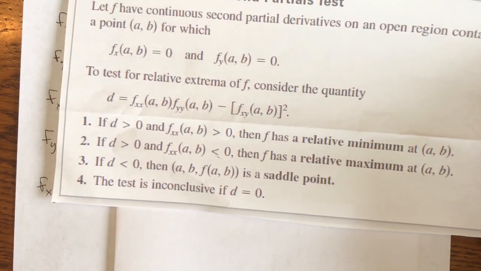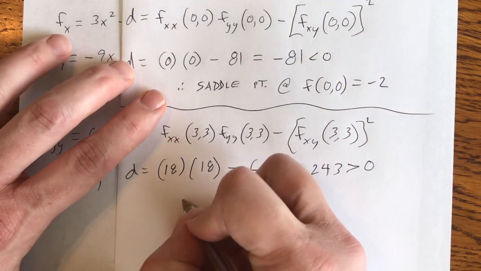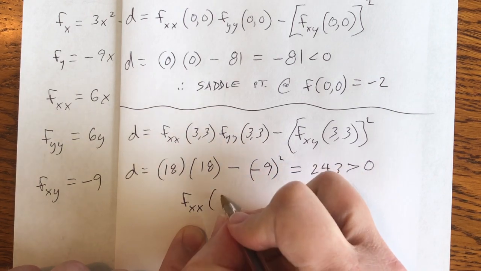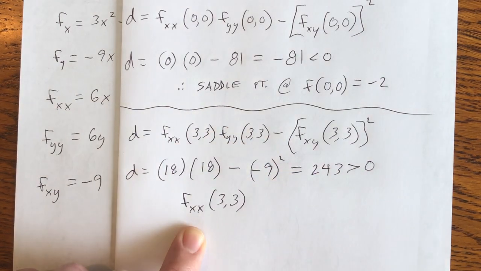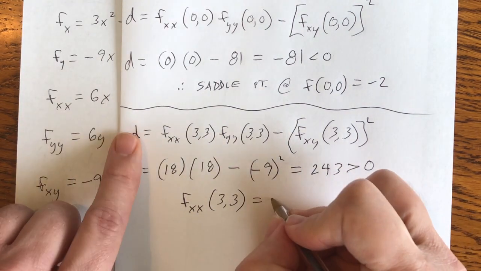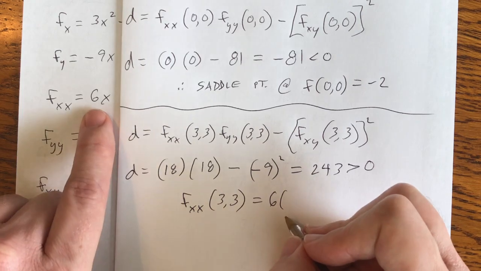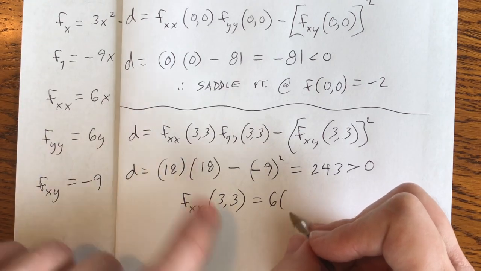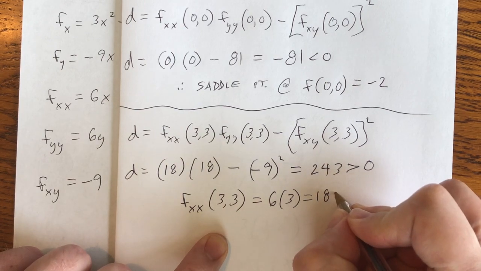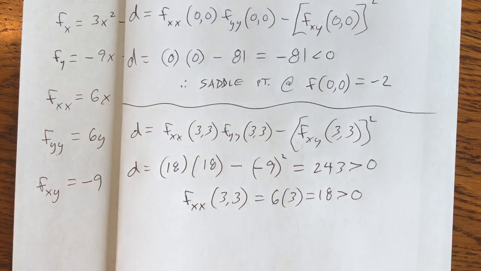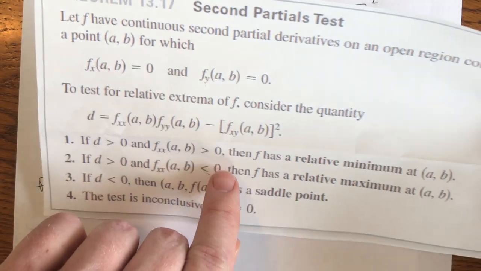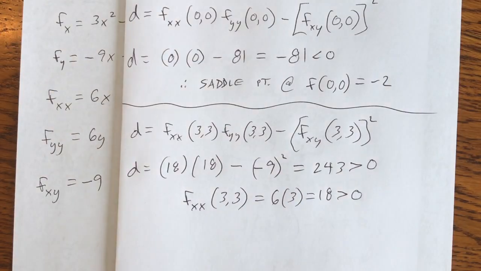Let's see which one it is by running another test, the second partial with respect to x of this critical point. And so what does this equal? It's going to be 6 times the x value here, 6 times 3, or 18. Now, is 18 greater than or less than 0? It's greater than. So what does that mean? Because it's greater than 0, you have a minimum.